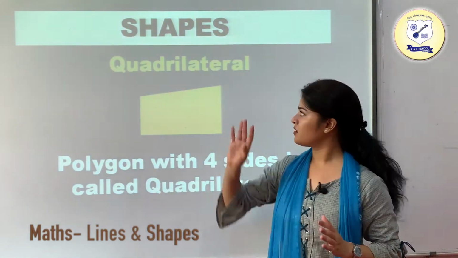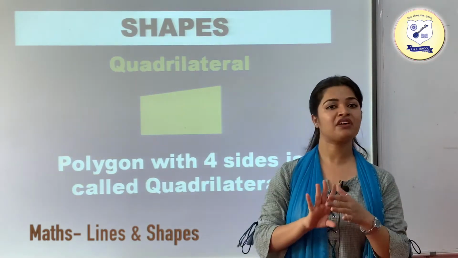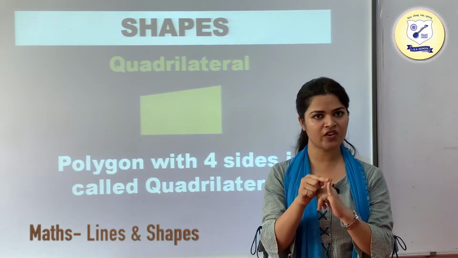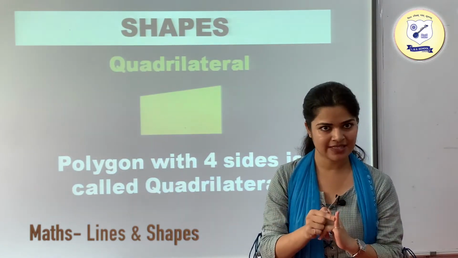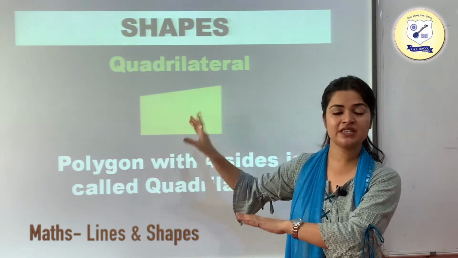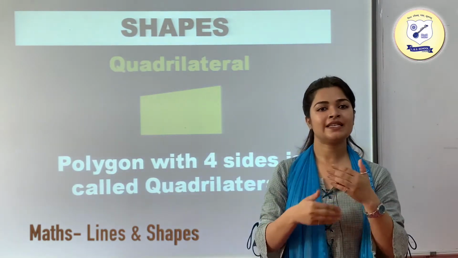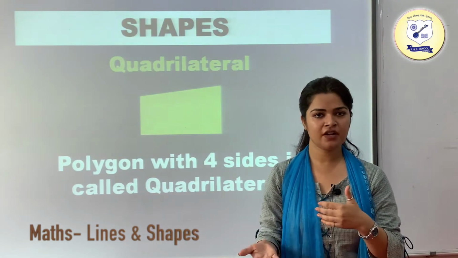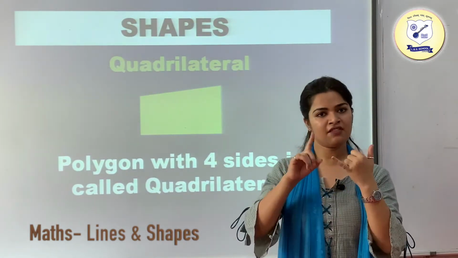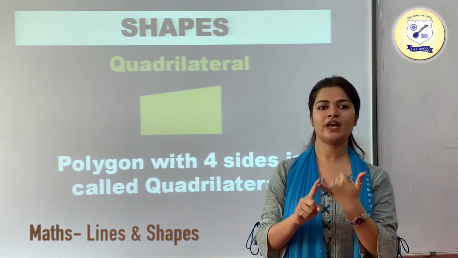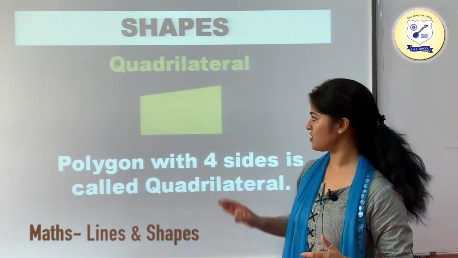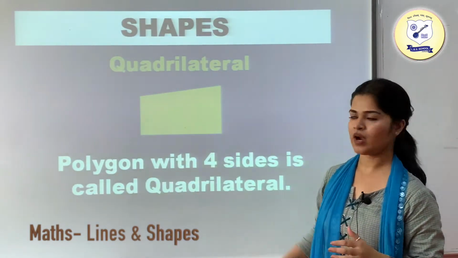Quadrilateral is the polygon which is having 4 sides. First of all, a polygon should be a closed figure and it should be made up of line segments. As you can see, this is your closed figure and it is made up of line segments. Now I have categorized the polygons into different types based upon the number of sides they are having. If they are having 3 sides, then they are known as triangle. If they are having 4 sides, then they are known as quadrilateral.